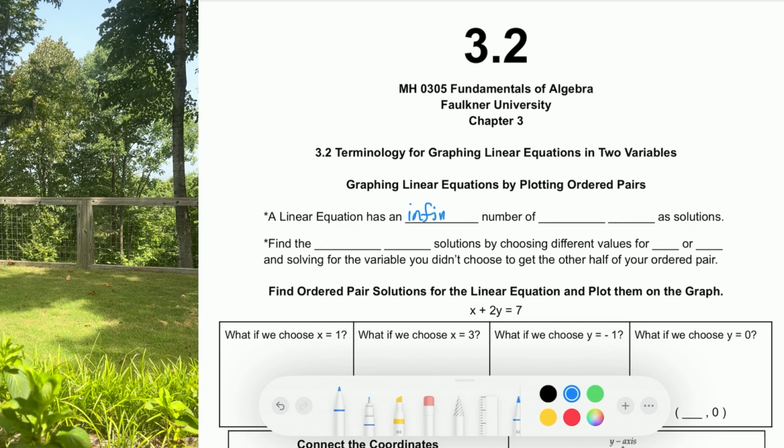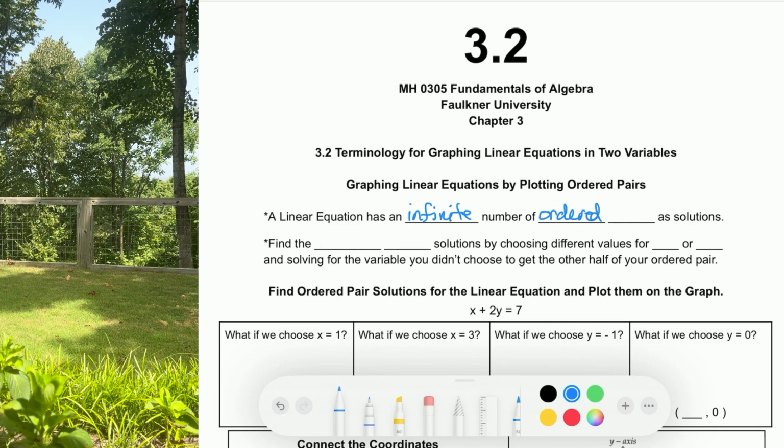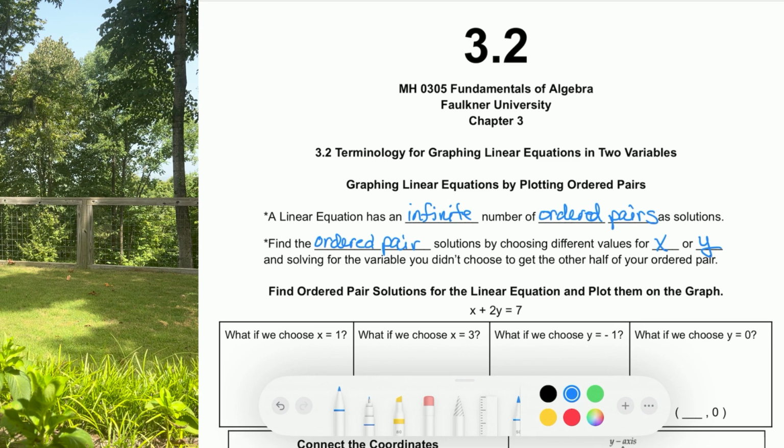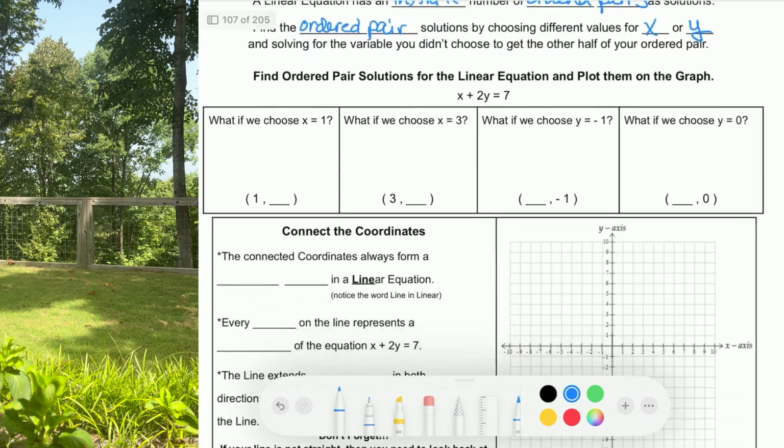A linear equation has an infinite number of ordered pairs as solutions. So find the ordered pair solutions by choosing different values for x or y and solving for the variable you didn't choose to get the other half of your ordered pair, which is what we did in the last section. They're just going to take it a step further and add to that process.